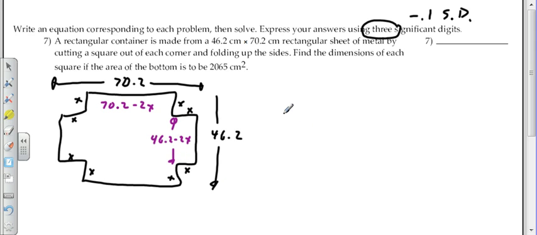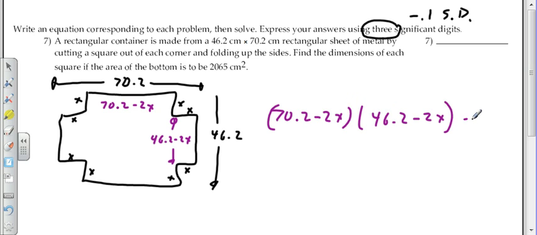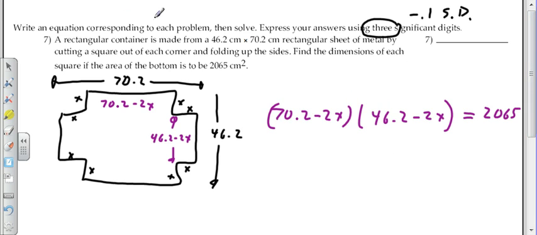Okay, so that being the case, 70.2 minus 2x times 46.2 minus 2x is going to equal 2065. Okay, so I want to find x. Okay, so I've done this. I've written the equation. That's written.